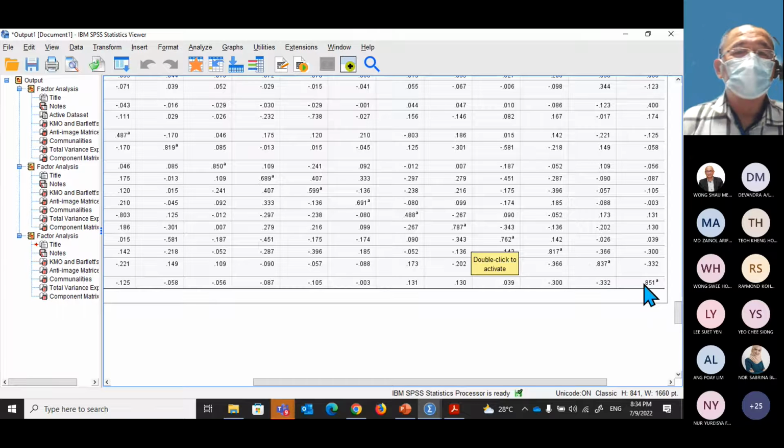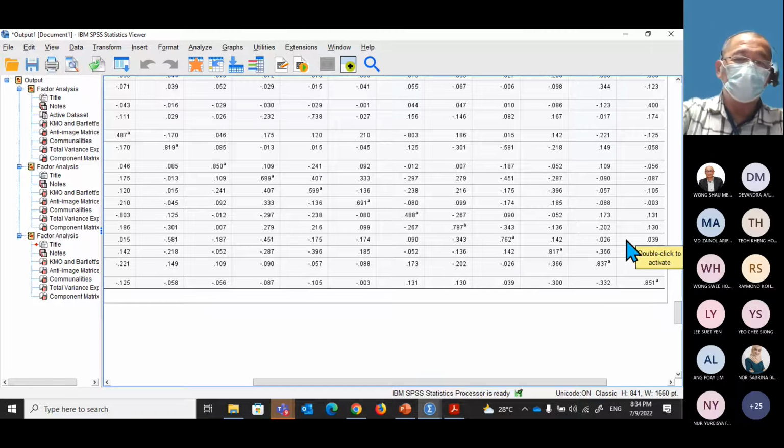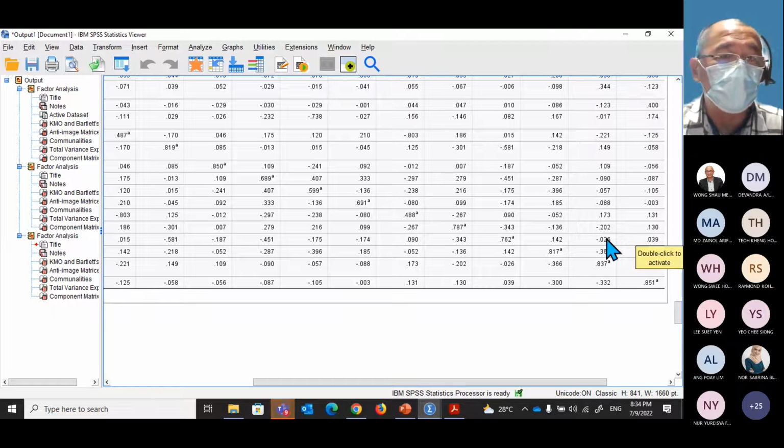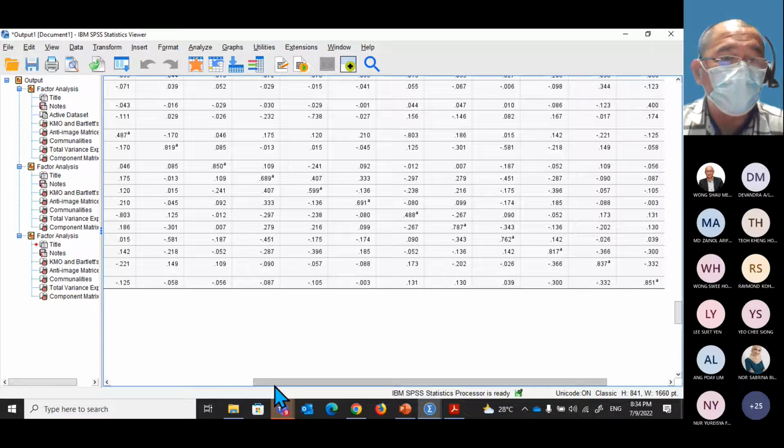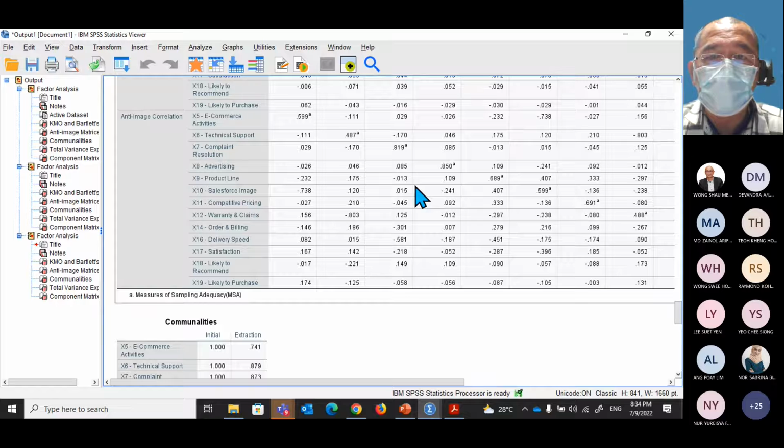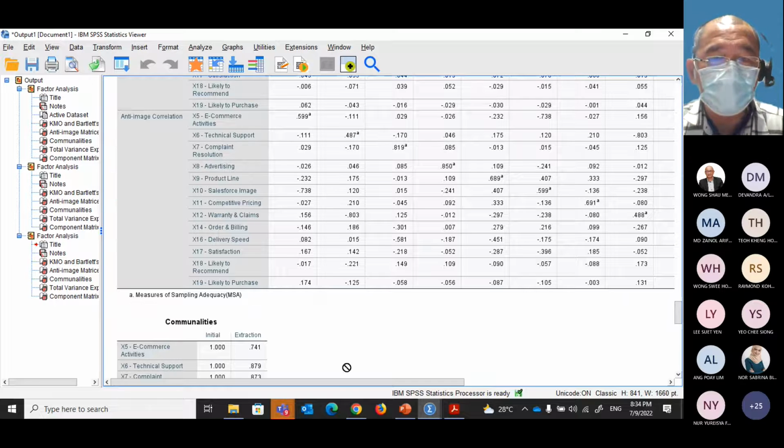Okay, so now got 2. It's still 2. So we remove 0.488. Sorry, 487. Okay, 487. So if no problem, we remove 487. Is it? Okay, correct here. Yeah, we remove technical support. So we do it now.